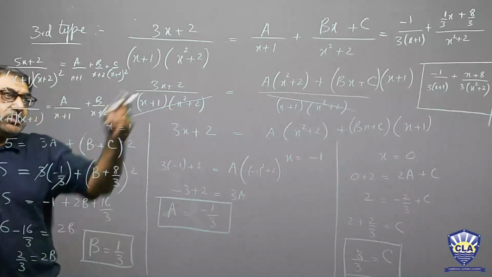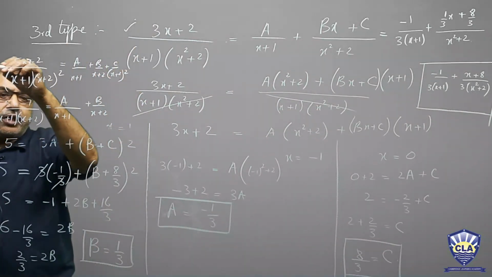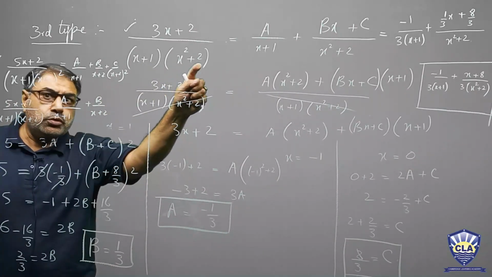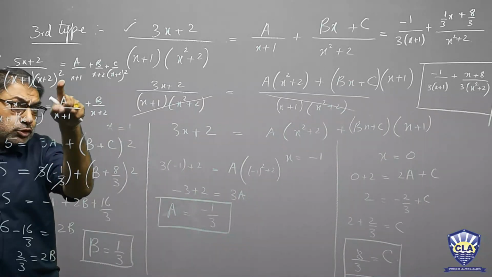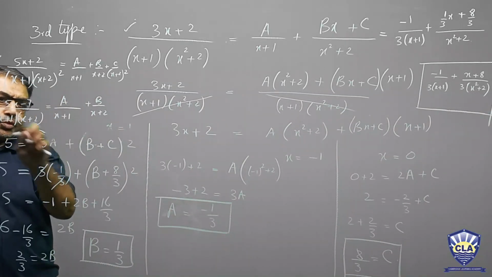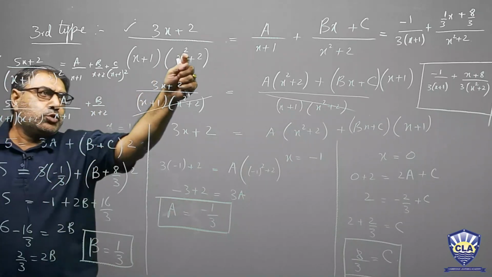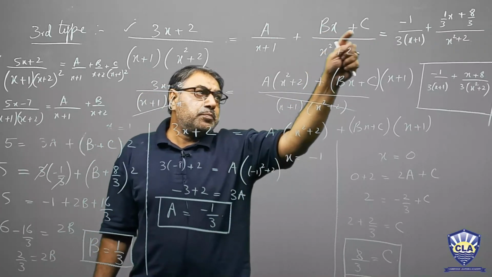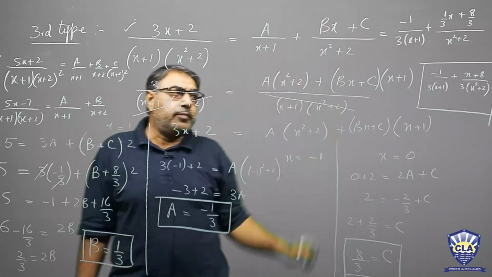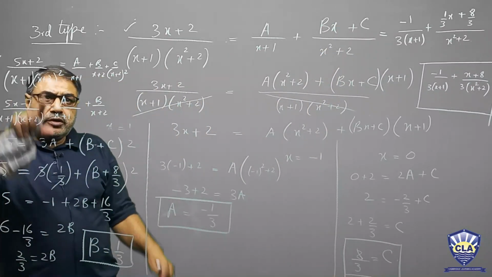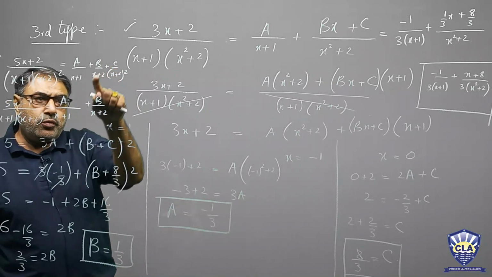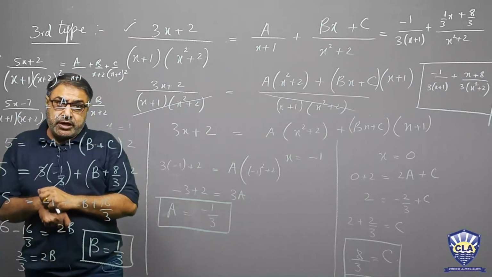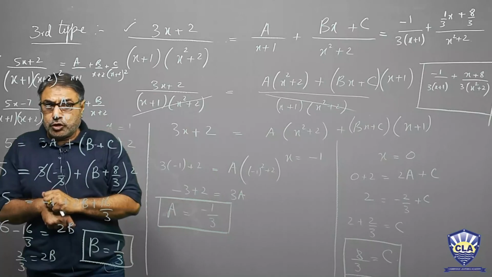So these are the three types: type number 3, type number 2, type number 1. Look at the denominator. It is x plus 1, x square plus 2. It is x plus 1, x plus 2 whole square. X plus 1, x plus 2, there is no square. When we have an x square, then a constant and a variable: bx plus c, two constants and one variable. If we have a whole square, then we will use two constants: one is b over without square and c over with square. These are the three types, and all the three types depend on the denominator. Okay?